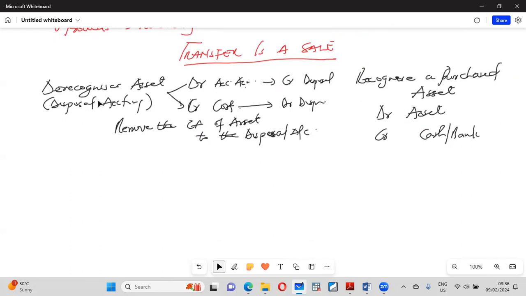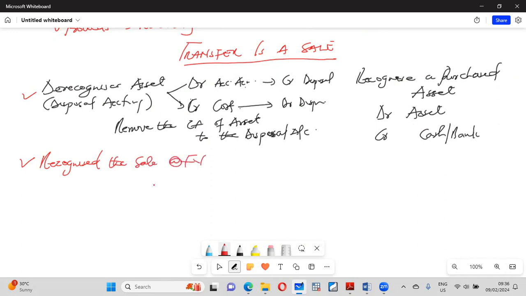so you see here, what you do is that the sale is recognized. You see that we said carrying amount. So you de-recognize the asset and recognize the sale. All right, the sale is recognized at, please watch this, fair value. You recognize the sale at what? Fair value.